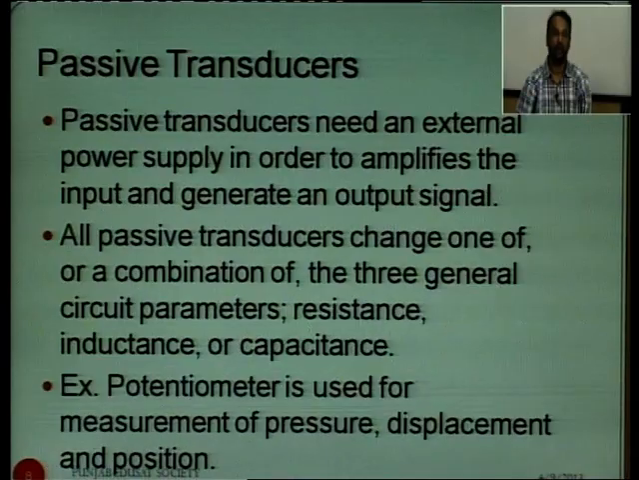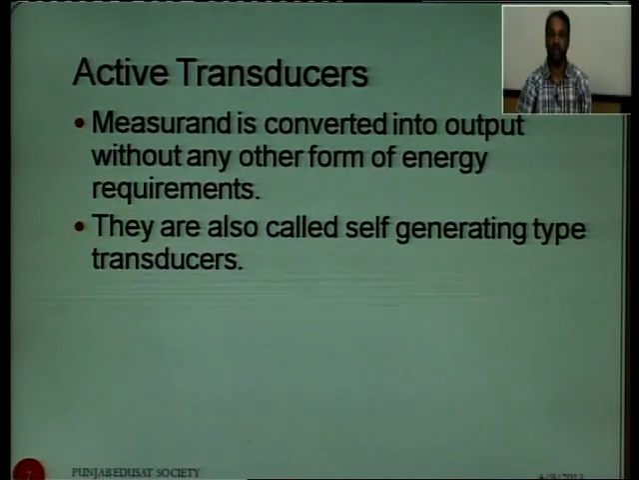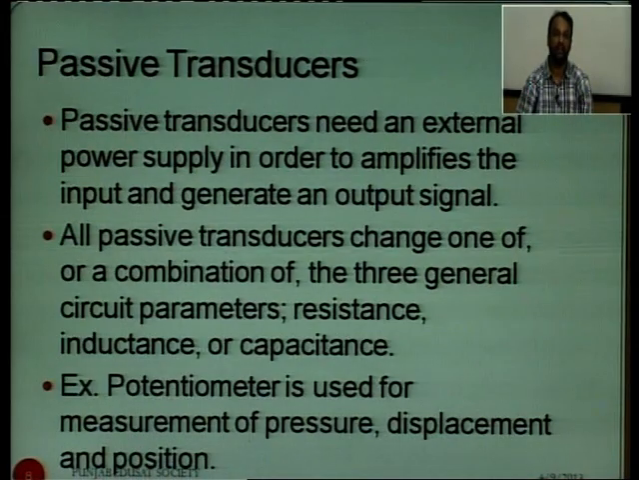So, in both types of transducers, that is active and passive, the active transducer does not require any external supply. Their basic principle depends upon the magnetic effect as well as the piezoelectric effect, whereas passive transducers need an external source of supply to convert input into output, and they change one of the circuit parameters, that is resistance, capacitance or inductance. Examples are the potentiometer in case of passive transducers and piezoelectric crystals in case of active transducers.